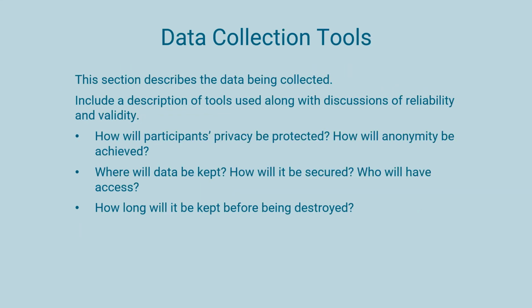This part of the chapter describes how the data will be collected and what tools will be used. It is important to address participants' privacy. This is separate from risks and consent as it refers to the handling of the data. Describe how the data will be protected, where it will be stored, and who will have access to it. Also include when and how it will be destroyed.